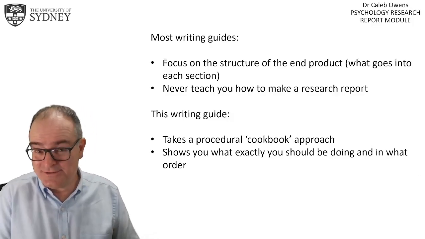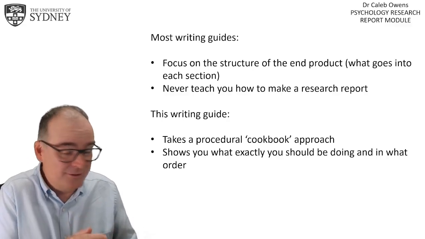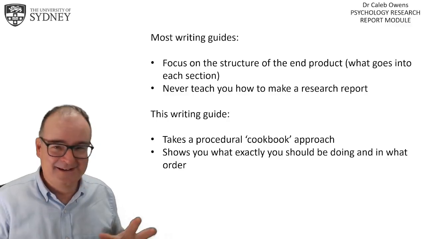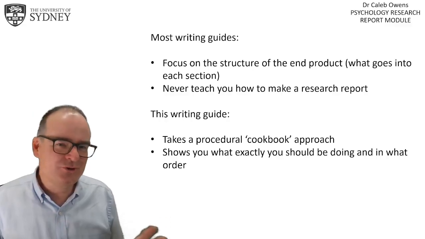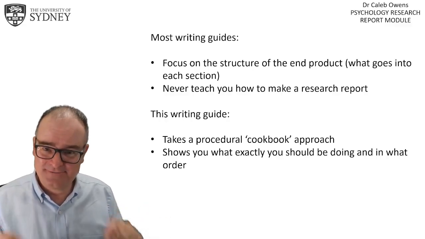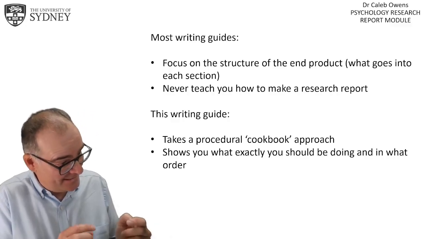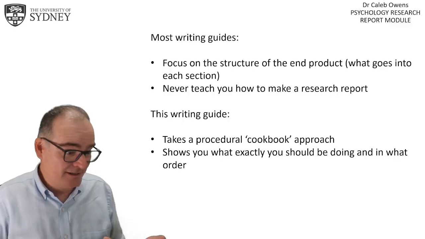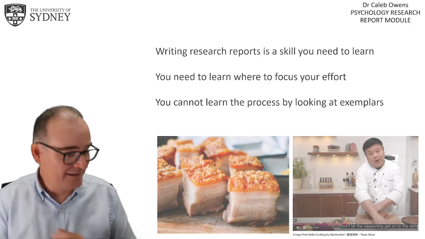Most of those writing guides I just showed you, though, focus on the structure of the end product, what goes into each section of the report. They don't always tell you what you should be doing in the order you should be doing it. And that's why I felt I needed to make this module. This writing guide is going to take a procedural cookbook approach and, as I just said, show you exactly what you should be doing and in what order.